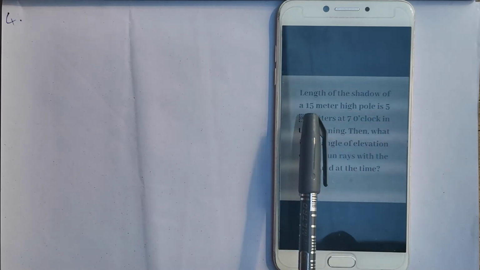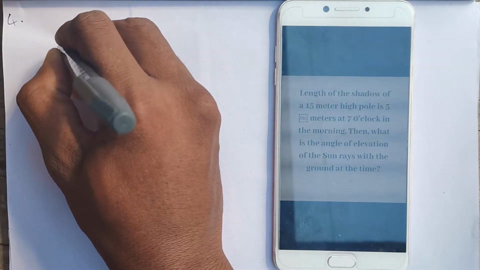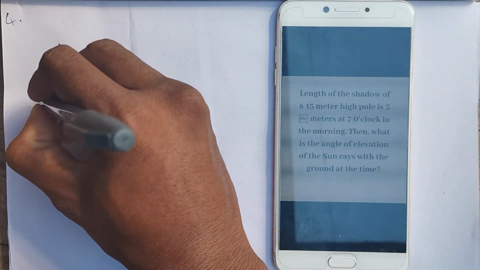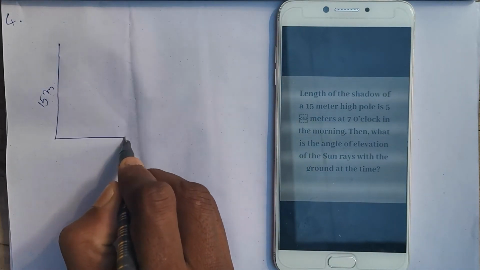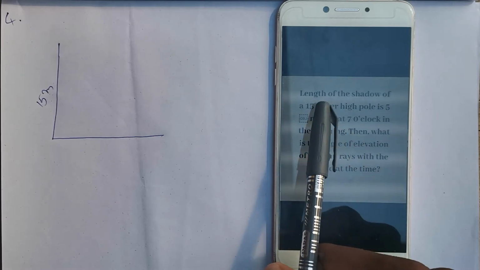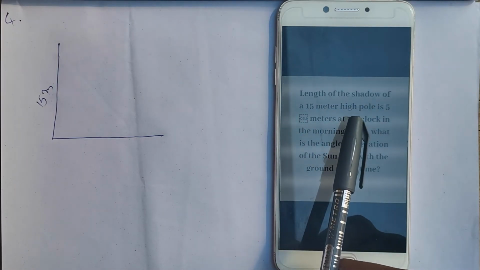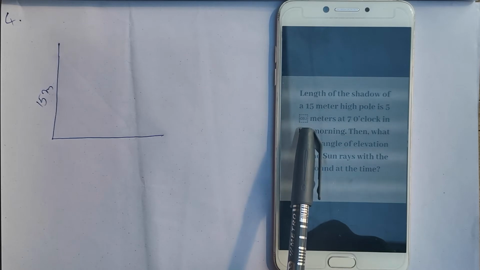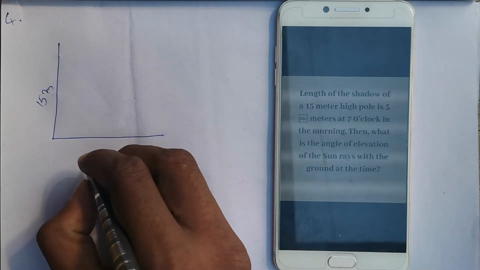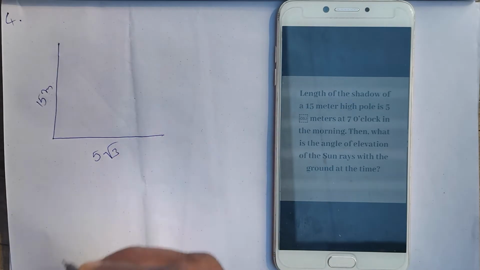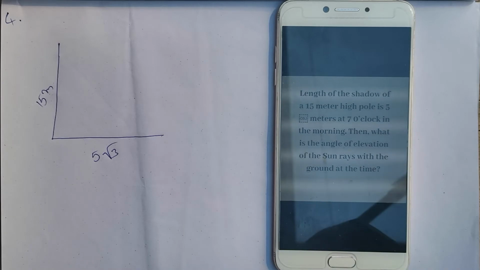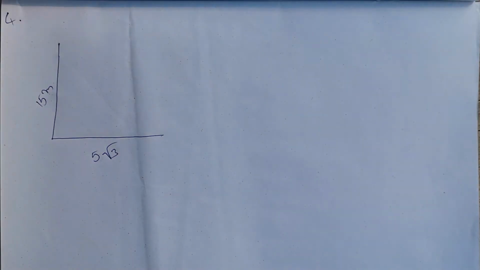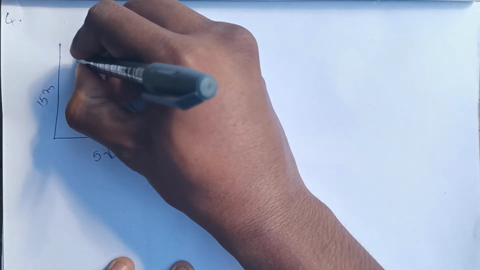Okay, next question is, length of the shadow of a 15-meter height pole. We have a pole of 15 meters and it is creating some shadow. Always the shadow will be on the floor only. Length of the shadow of a 15-meter pole is 5, actually here root 3 is missing, 5 root 3 meters. So this shadow is 5 root 3 at 7 o'clock. Then what is the angle of elevation of the sun rays with the ground? So we need to find out this angle.